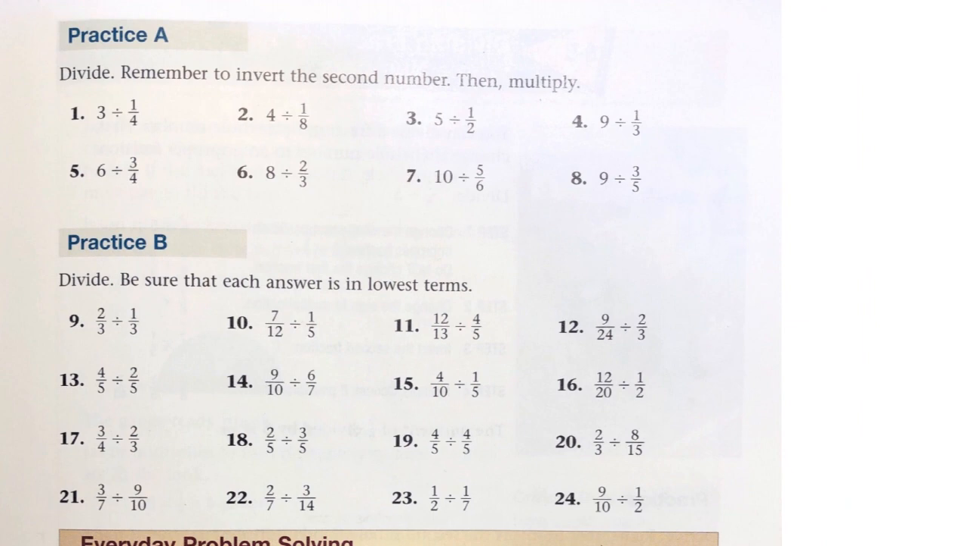All right, let's practice A. Divide. Remember to invert the second number, then multiply. Number 1 has a whole number, so make that into a fraction by putting it with a denominator of 1. Turn the division sign into multiplication, and then 1/4 becomes 4 over 1. Then multiply, you get 12 over 1, which equals 12.